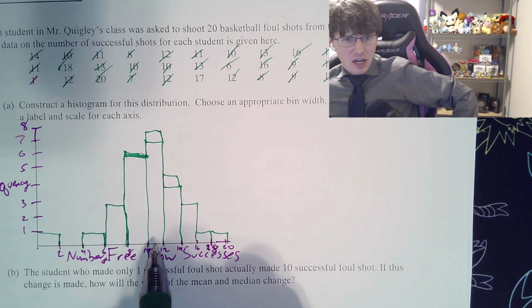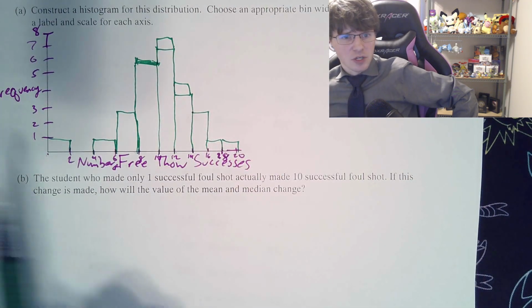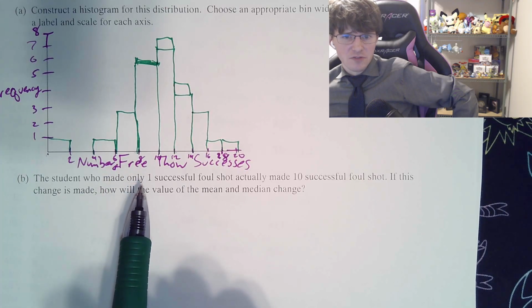After that, we have center, spread, and shape. So the spread here, you probably want to talk about standard deviation. You actually have to calculate that using a calculator, but if I were just to guesstimate, the standard deviation is probably about 2. So it looks to be about 2 from the center. Anyways, the student who made only 1 successful foul shot actually made 10 successful foul shots.